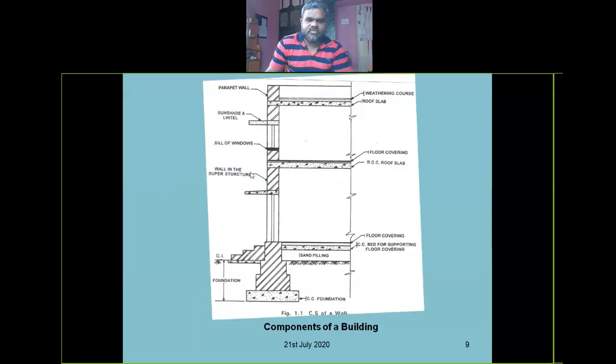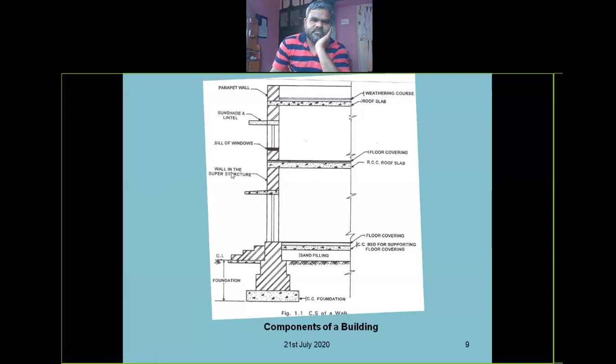functions one by one. So if you see the drawing, this is the foundation, the structure which is below the ground level, right? And this structure is called a plinth, which means half above ground level and half below ground level. That is a plinth. You can see sand filling in all this. And this is a superstructure. So this is a door. This is a lintel.